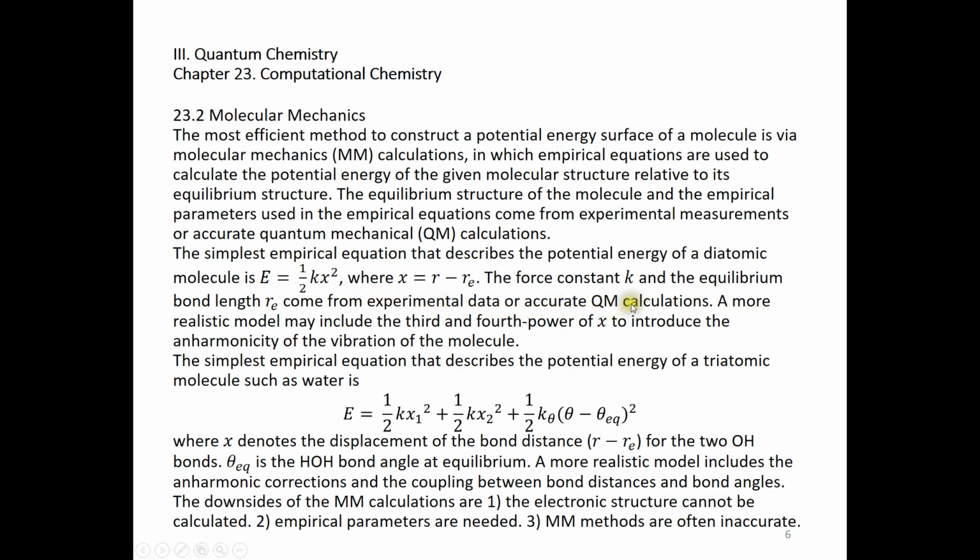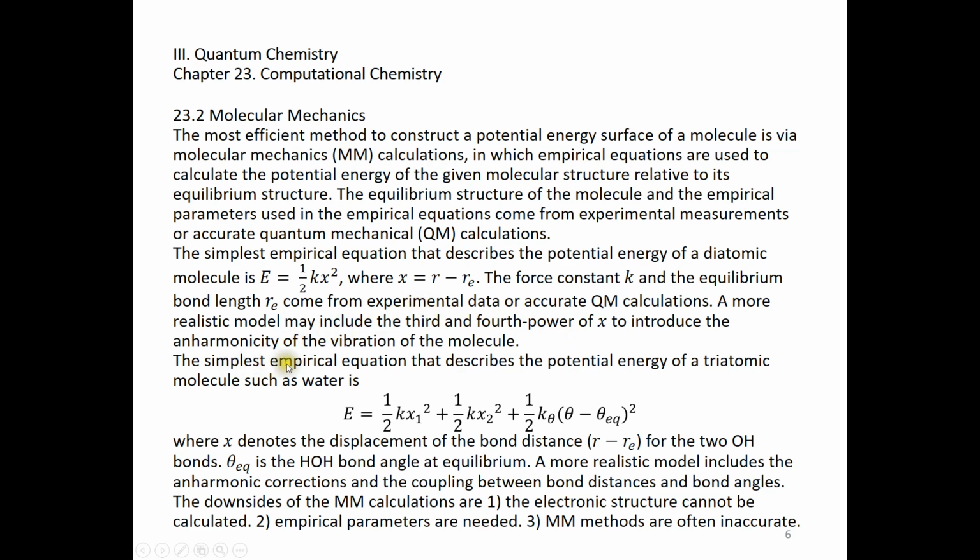quantum mechanical calculations. A more realistic model should include the third and even fourth power of x to introduce the anharmonicity of the vibration of the molecule. So this is for harmonic oscillators. For a real molecule, we can either include higher order terms of x or we can use the Morse potential.